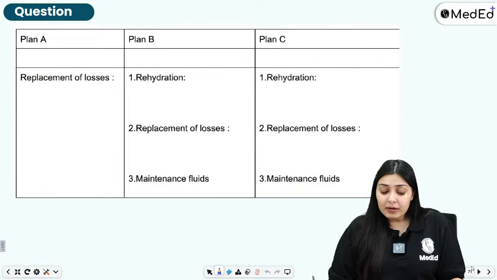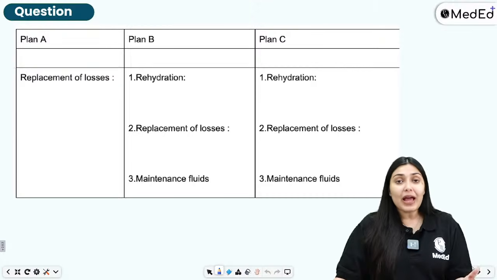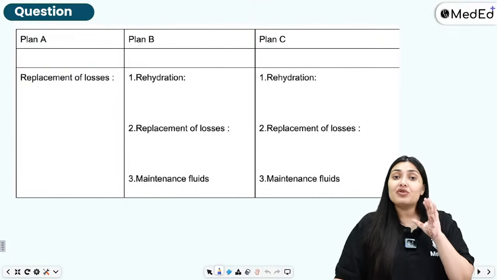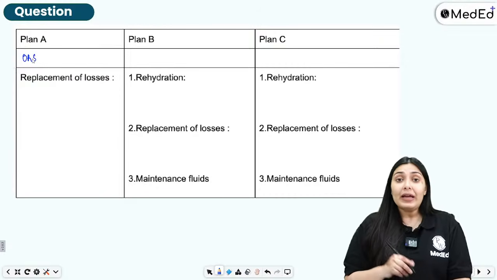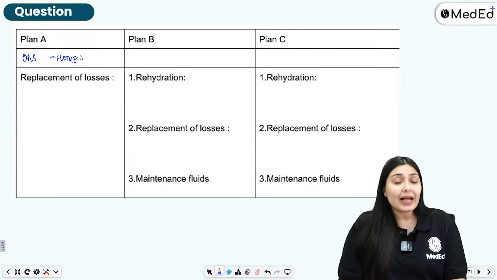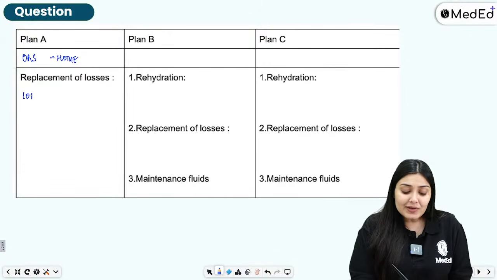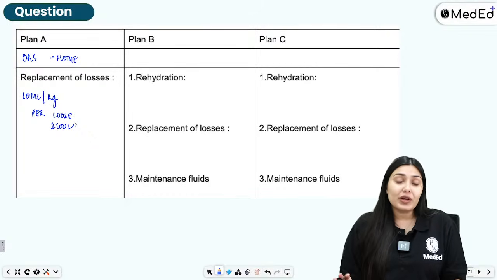Right? Now let's understand plan A, plan B and plan C. What is plan A? Plan A is for no dehydration. This child does not have dehydration and is calmly drinking water. So what can I do? I give ORS to this child, an oral treatment, and this child can be managed at home. I tell the mother, your child has no dehydration. You just have to replace the ongoing losses. How do we replace? Usually 10 ml per kg per loose stool. This is how we manage no dehydration.